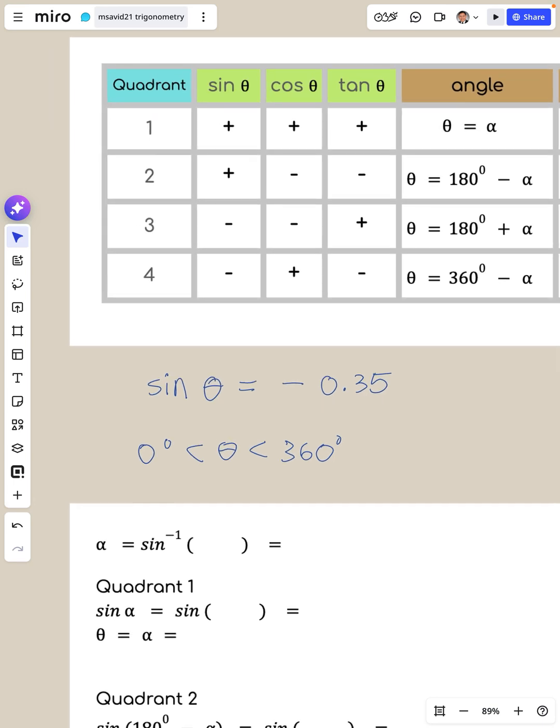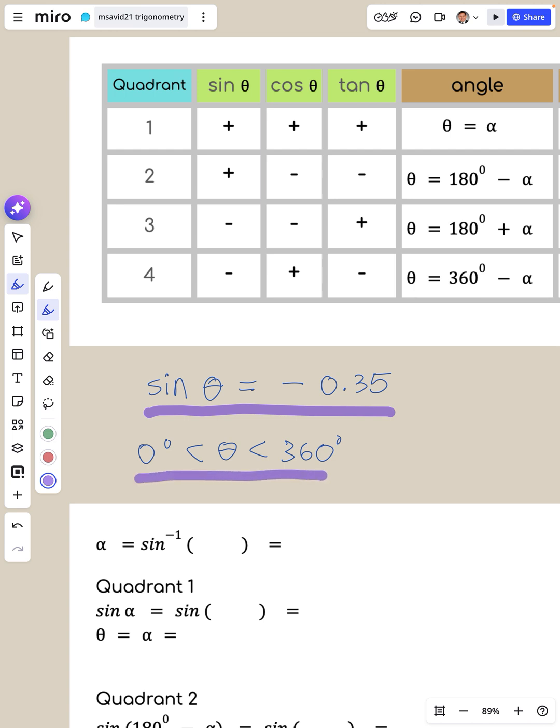You are given a question like this in trigonometry. Sine theta equals negative 0.35, and the range of values of theta should be between 0 and 360 degrees. You are asked to find the values of theta.